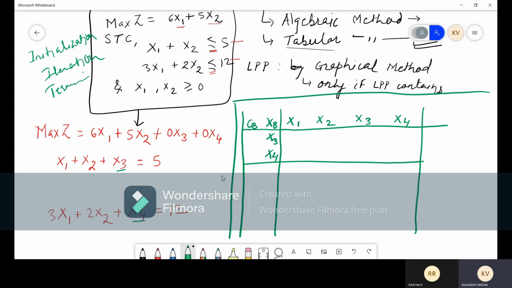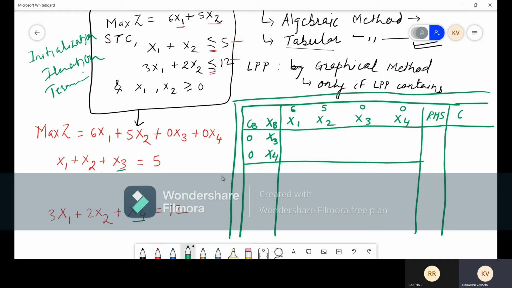Then we have to write down the coefficients. For these the coefficients are 0, 0: the coefficient of x3 and of x4 in the objective function. The coefficients of x1 and x2 in the objective function are 6 and 5, then 0 and 0. Then we'll take RHS, and then we'll have theta. So this will be our first phase.